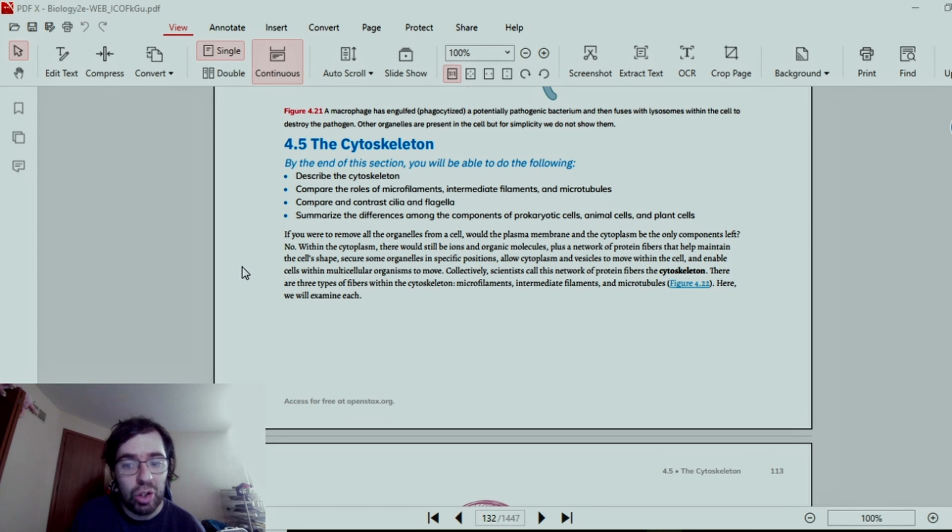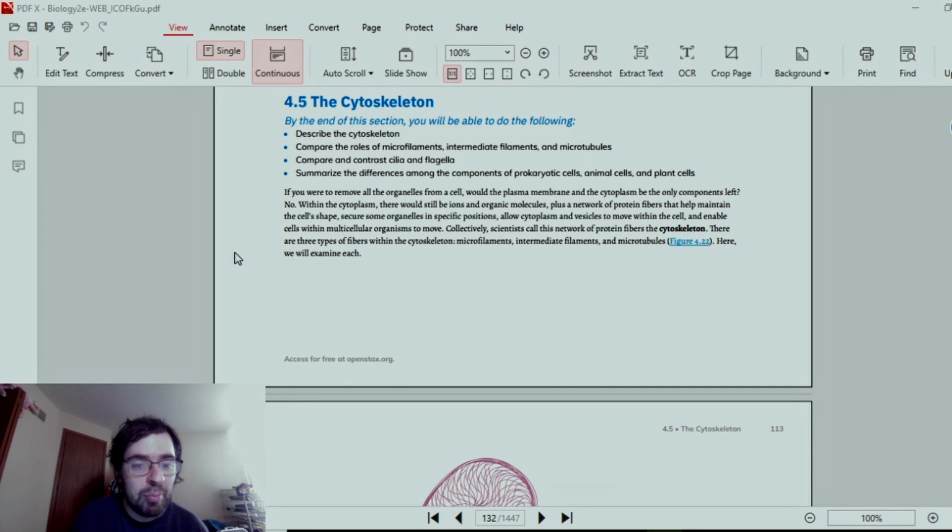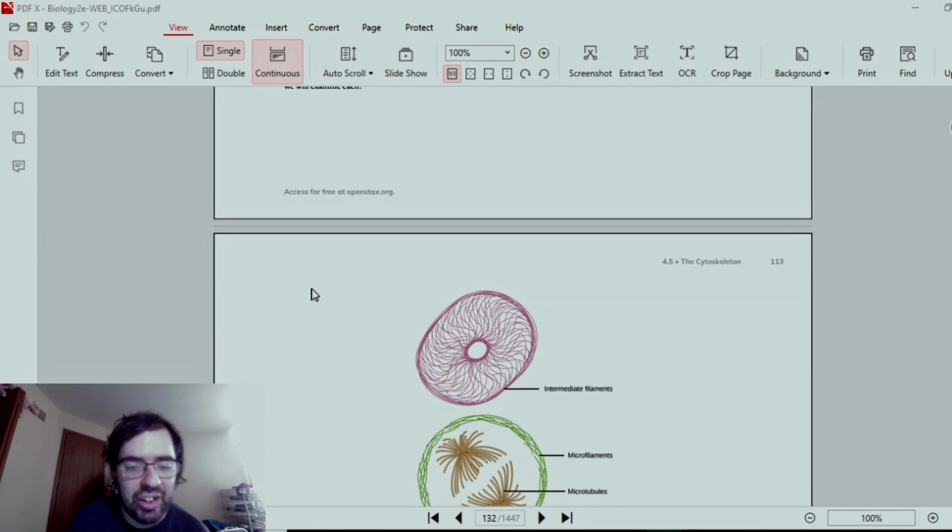plus a network of proteins and fibers that help maintain the cell's shape, secure some organelles in specific positions, and allow cytoplasm and vesicles to move within the cell, and enable cells within multicellular organisms to move. Collectively, scientists call this network of protein fibers the cytoskeleton. There are three types of fibers within the cytoskeleton: the microfilaments, the intermediate filaments, and the microtubules. Let's go over examples of each.